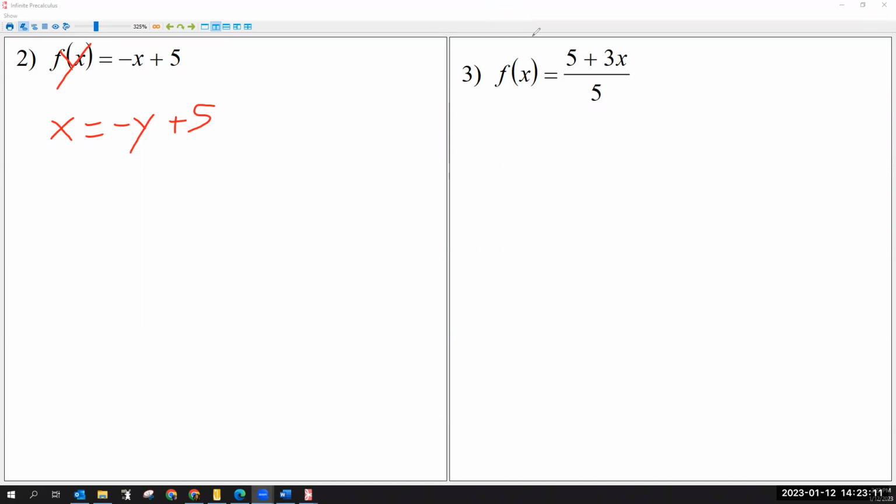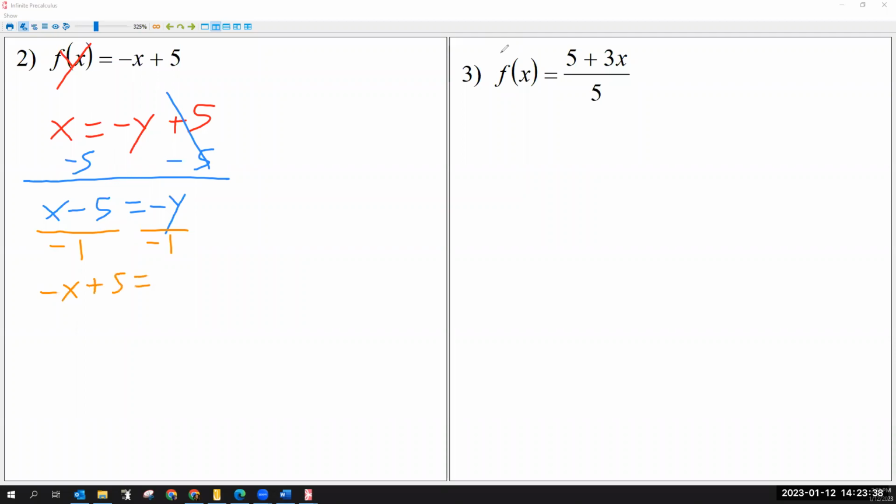Now I'm solving for y. Subtract 5 from both sides. x minus 5 equals -y. I'm trying to get y by itself, so I need to get rid of the negative. We're going to divide by -1. If I divide everything by -1, it's just going to change all the signs. That positive x is going to become -x. -5 is going to become +5. And my -y is going to become +y. Then all I have to do is just rewrite it using correct notation. So inverse function of -x plus 5.